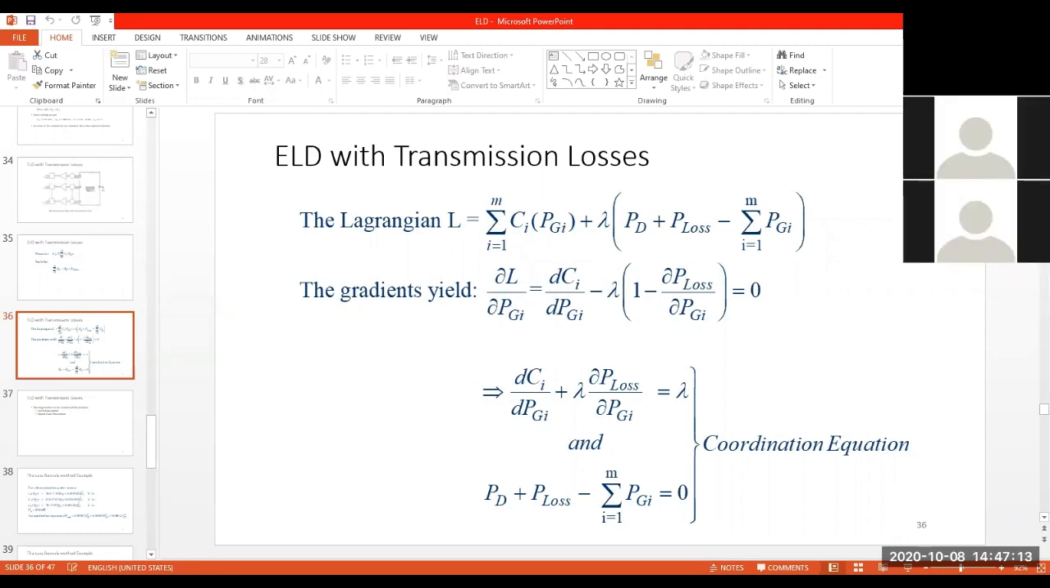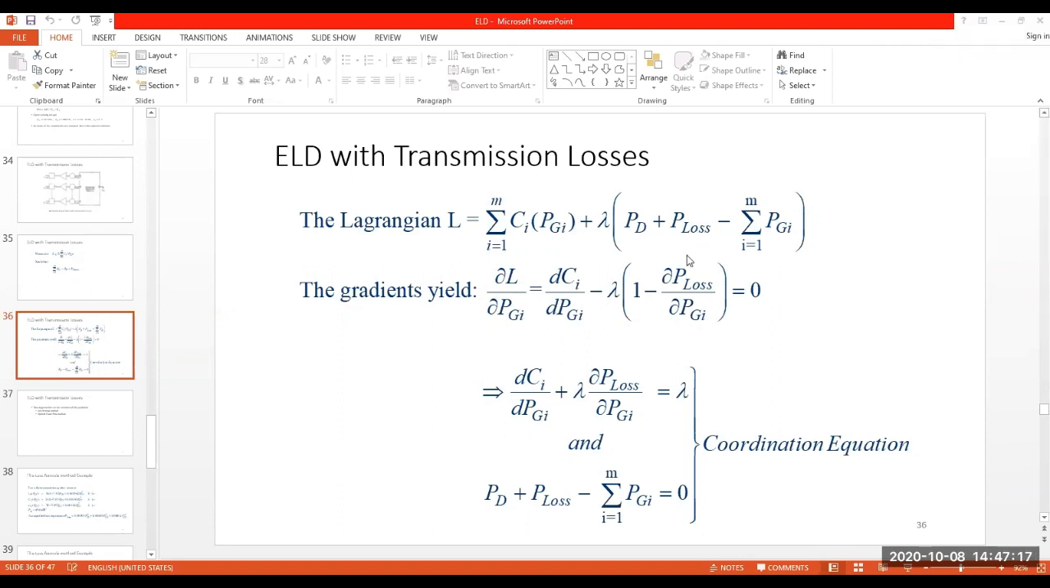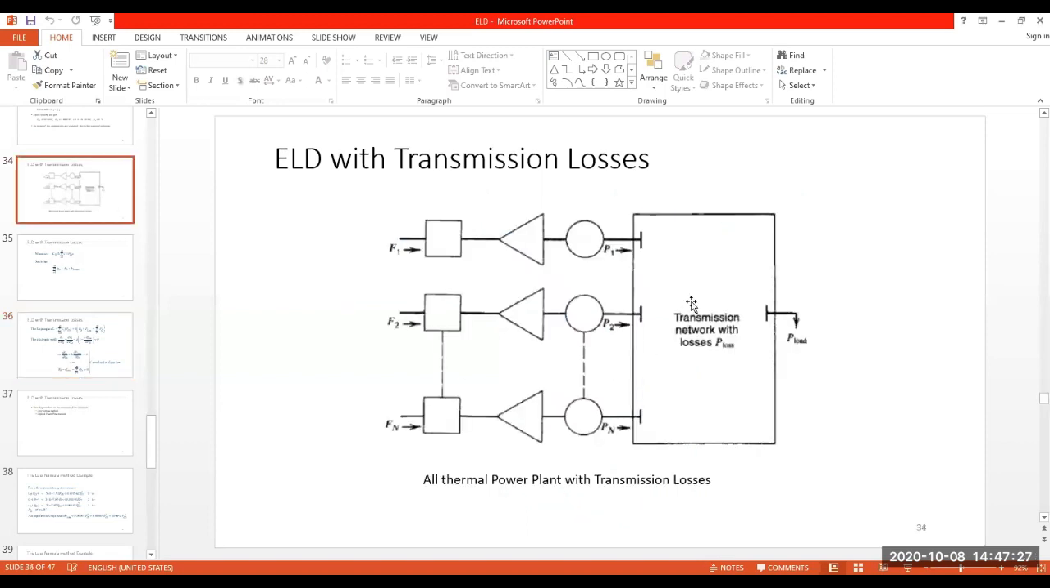Can you please repeat the question? Okay, let me repeat. The question is, can you represent P loss by any mathematical expression? What is P loss? P loss is basically the real power loss where it is happening. Yes, this is basically I square R loss. This is what I'm asking for. So this is nothing new. We already know how to represent the P loss, right?